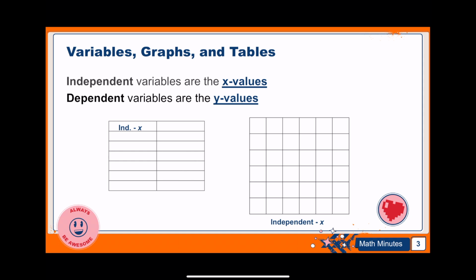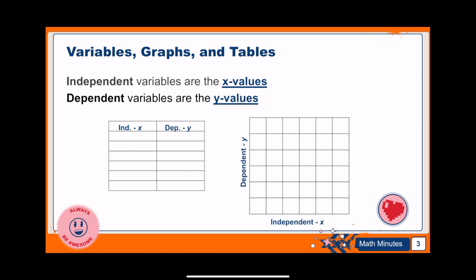And then our dependent variables are those like our output, right? So on a table, they're going to be on the right-hand column, which is the output column, or on a graph, they're going to be on the y-axis, which is the vertical. Again, this is a one-quadrant graph, which really just means if you think about the whole quadrant plane, it's really just the first quadrant that you're looking at here.